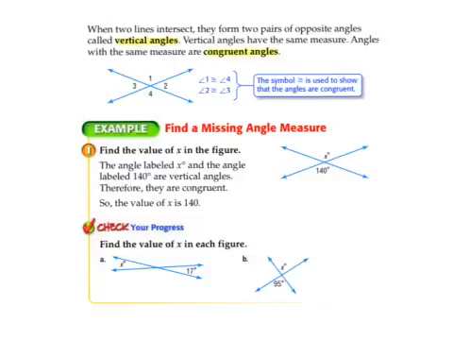There are two other kinds of angles I want us to look at. The first one is a vertical angle. When two lines intersect, they form two pairs of opposite angles called vertical angles. So I'm going to stop right there. Take a look down at the picture.